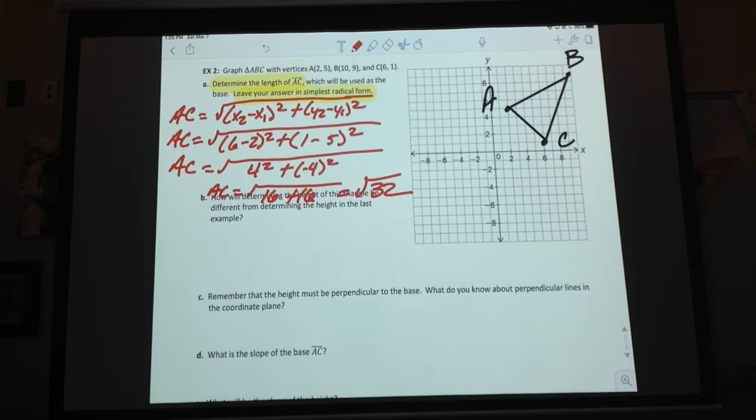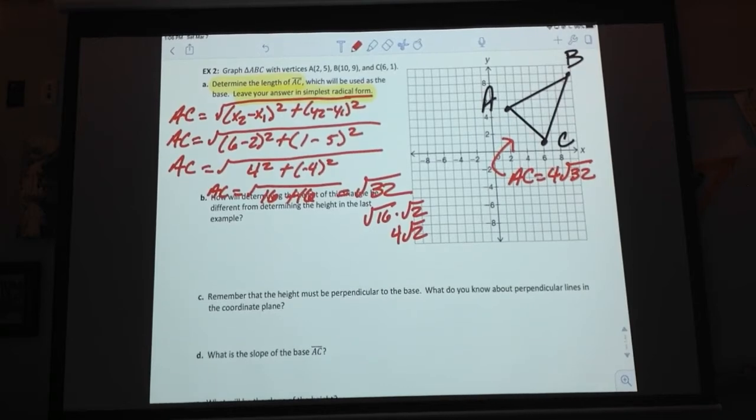Now, it does say leave your answers in simplest radical form, so I need to go ahead and reduce this. Well, the square root of 32 is going to break down to the square root of 16 times the square root of 2, or 4 square root of 2. So I know that AC is equal to 4 square root of 2. And I'm going to draw it like that and say that's the distance. I need some room there because I know what's coming.